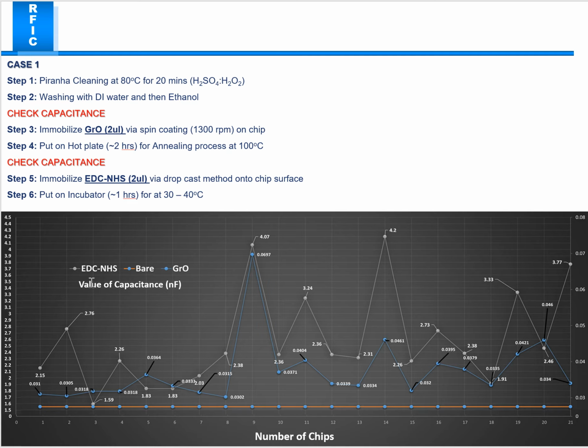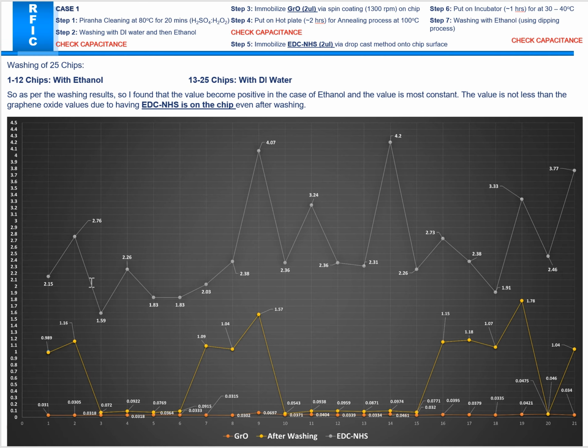When I washed with ethanol and DI water, I found that some chips, up to chip 12, we fixed with ethanol, and the rest of the chips were washed with DI water. The value is more constant in the case of ethanol as compared to DI, because maybe DI just takes out the graphene oxide or the EDC content, but in the case of ethanol, after washing the value is also more constant.